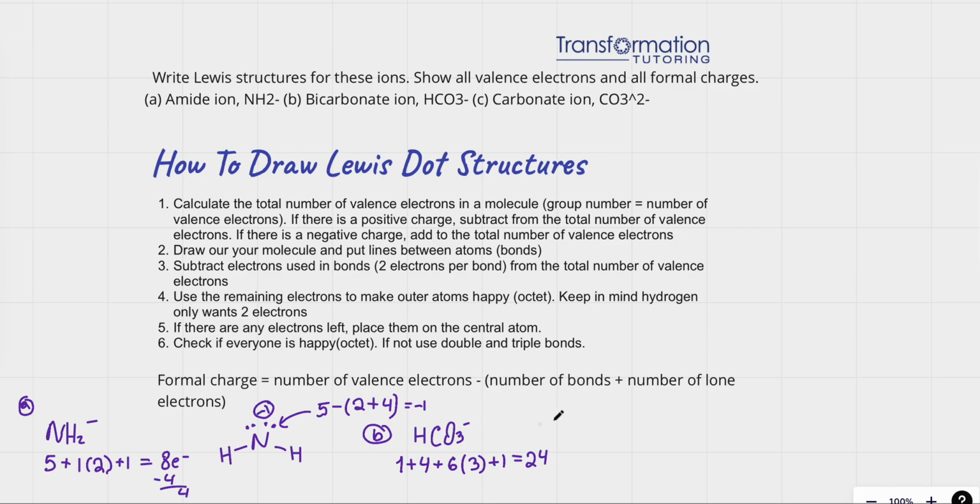Next, let's go ahead and draw out the molecule. If we ever see carbon, it's going to be the central atom, and it's attached to 3 oxygens, and one of the oxygens is attached to hydrogen as well. So let's put a hydrogen here. Next, what we're going to do is we will subtract electrons used in bonds. We have 1, 2, 3, 4 bonds. There are 2 electrons per bond, so 4 times 2 is 8, so we have to subtract 8, and we're going to get 16.